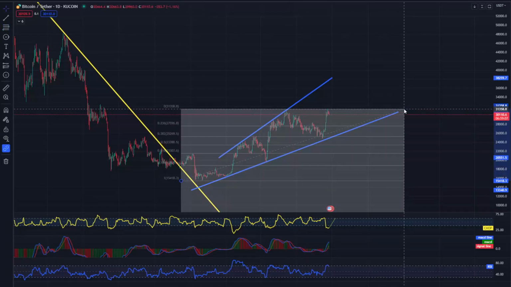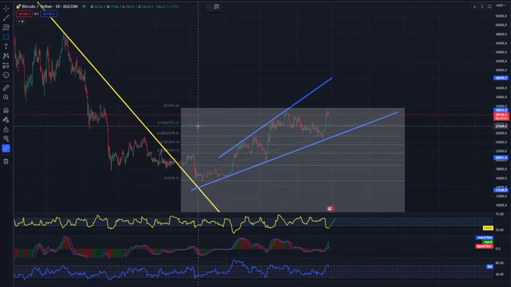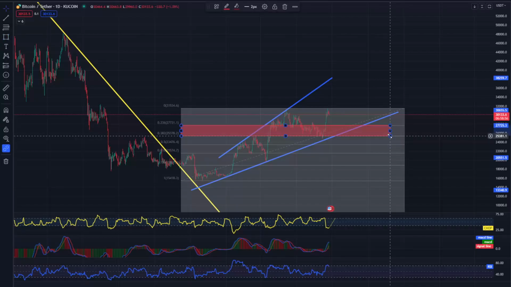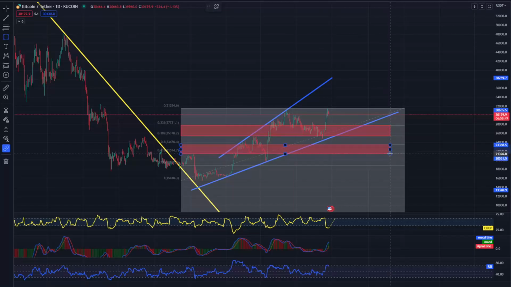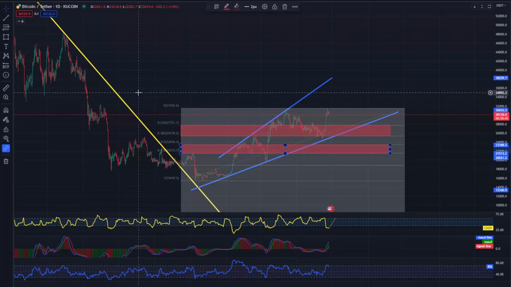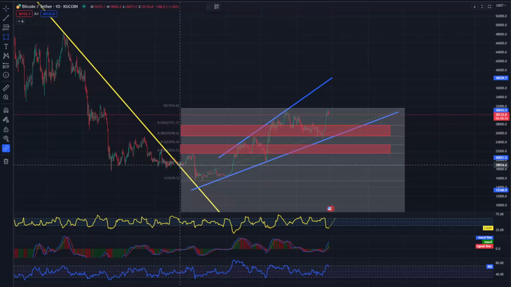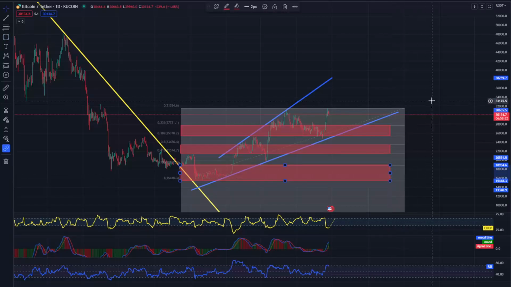We will use the fib retracement tool to mark support, but here we will use support zones, and we have the first zone in the range of $27,725 to $25,381. Then there is a second strong zone from $23,388 to $21,513. While if the price fell lower, we have a third very strong support zone from $18,934 to $15,418.